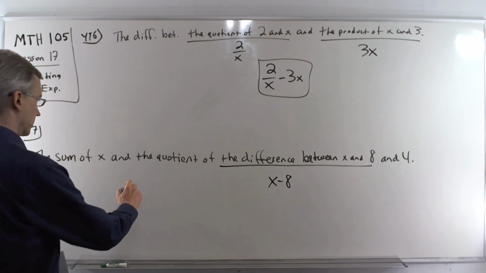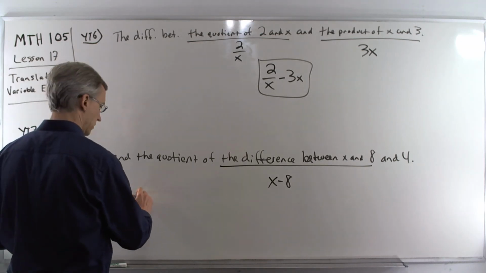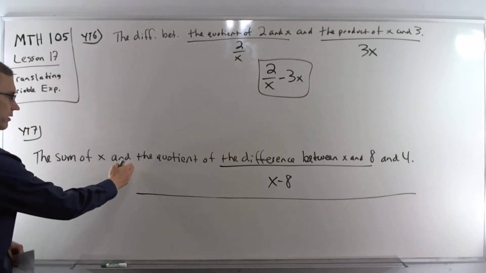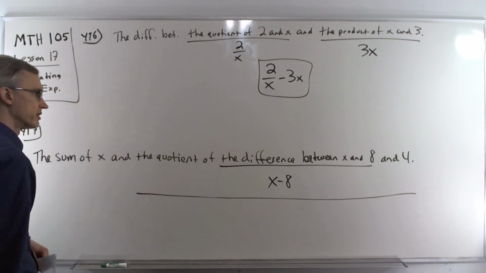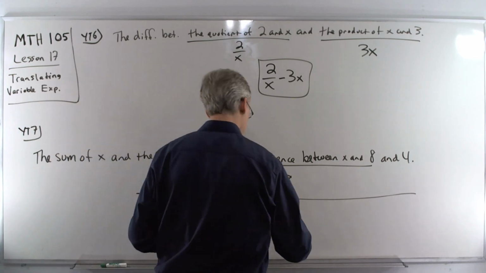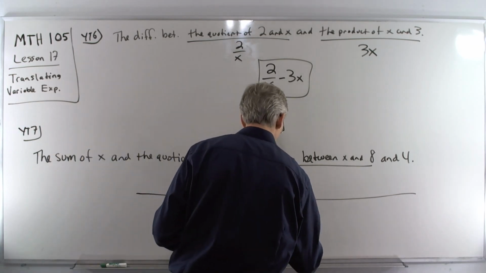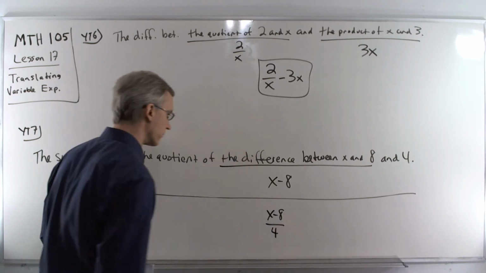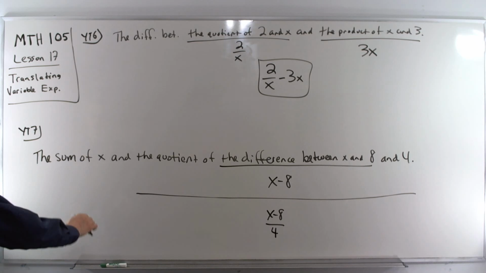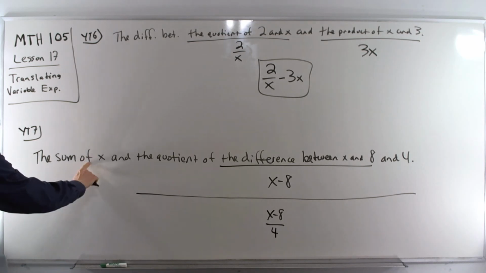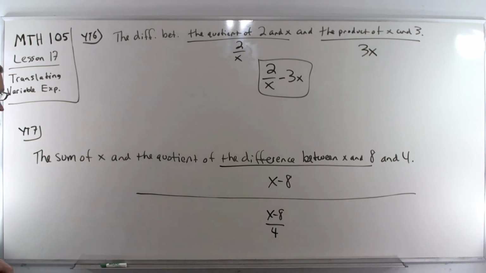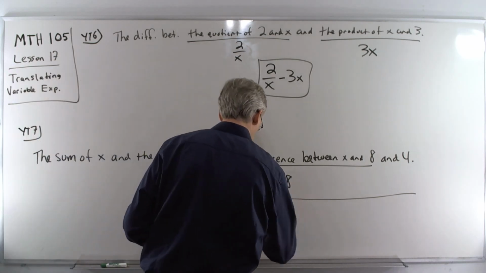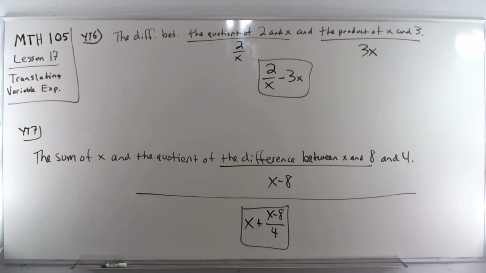Our next piece. All right, we're going to start here, the quotient. Quotient is division. The quotient of this thing, x minus 8, and 4, x minus 8 over 4. And then finally, we're going to add on this piece, so the sum of x and that thing. The sum is addition, so x plus that thing. x plus x minus 8 over 4.